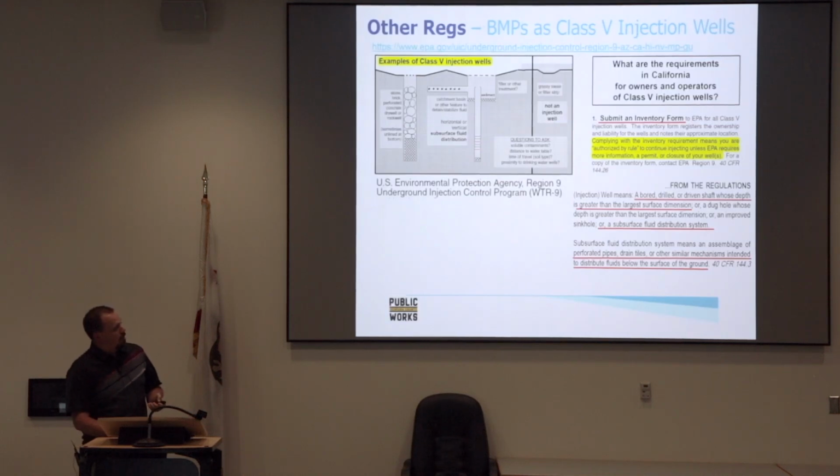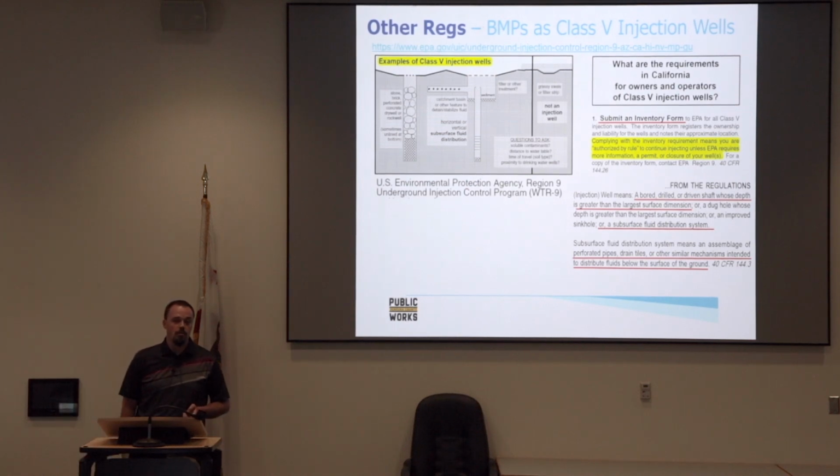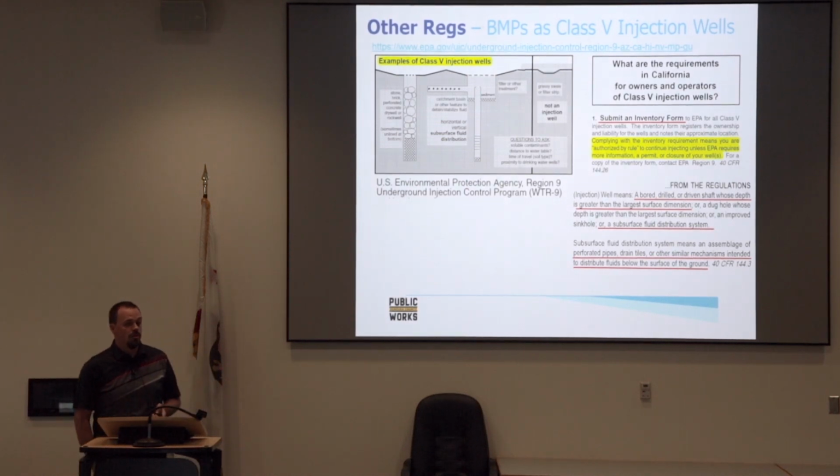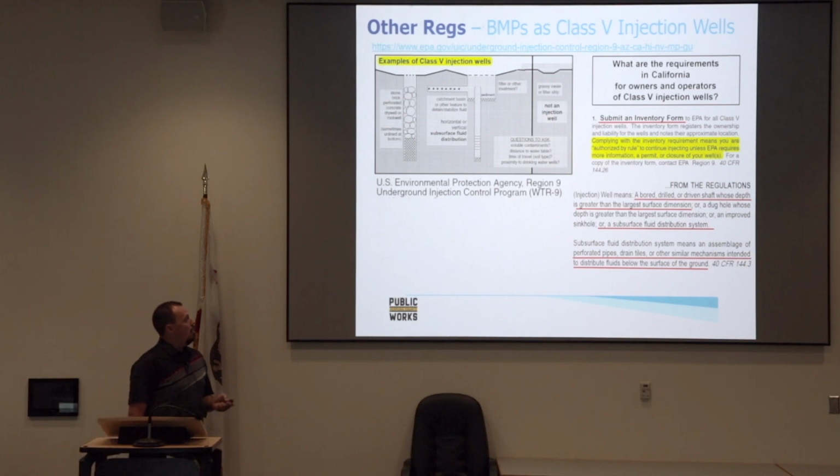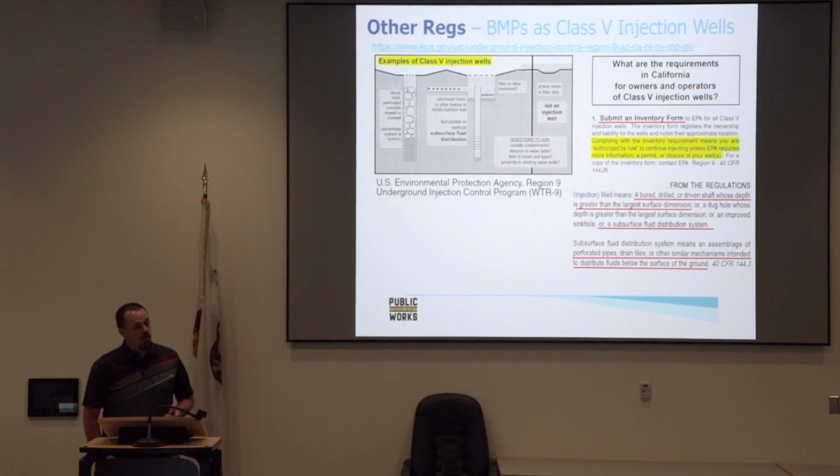I want to leave my presentation, the last 2 slides here, just some more information, some stuff that I've run into in a few projects that a lot of people, for the most part, aren't familiar with or didn't know were requirements. So one of them is dry wells are classified as Class 5 injection wells, which need to be documented with Region 9 of the EPA.